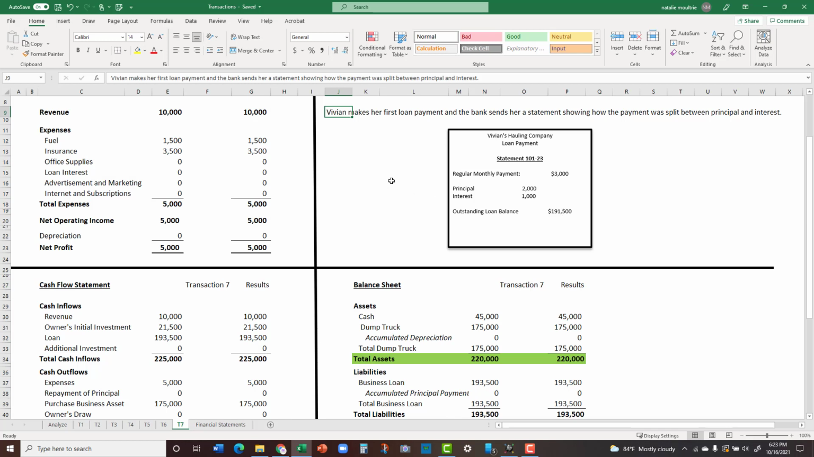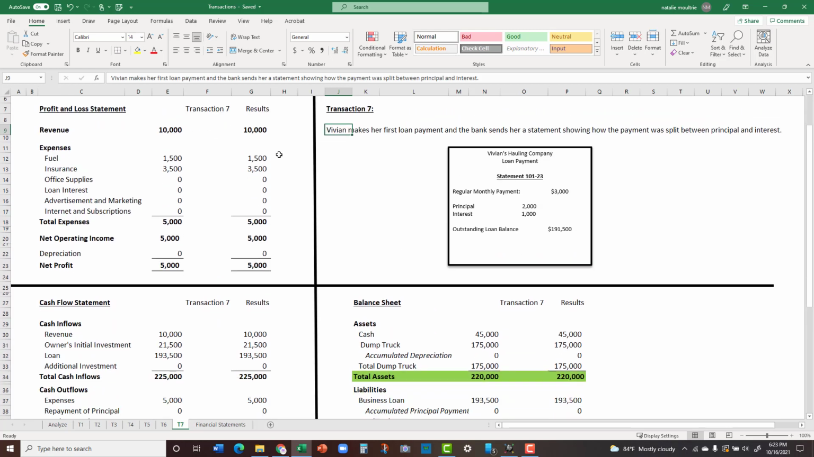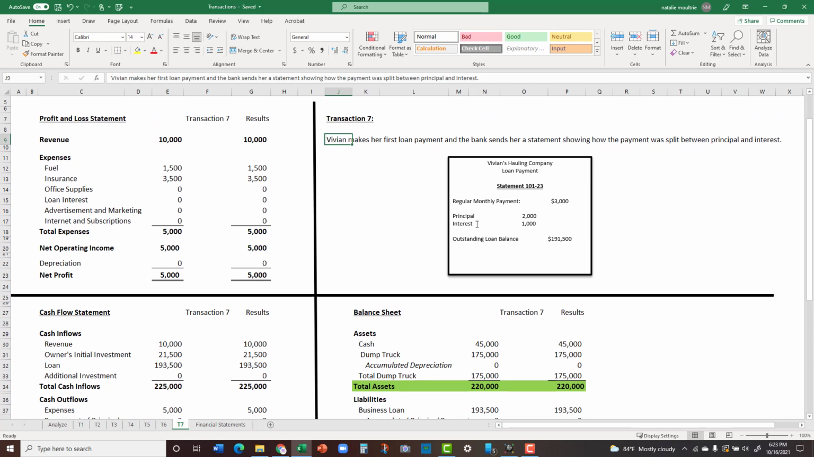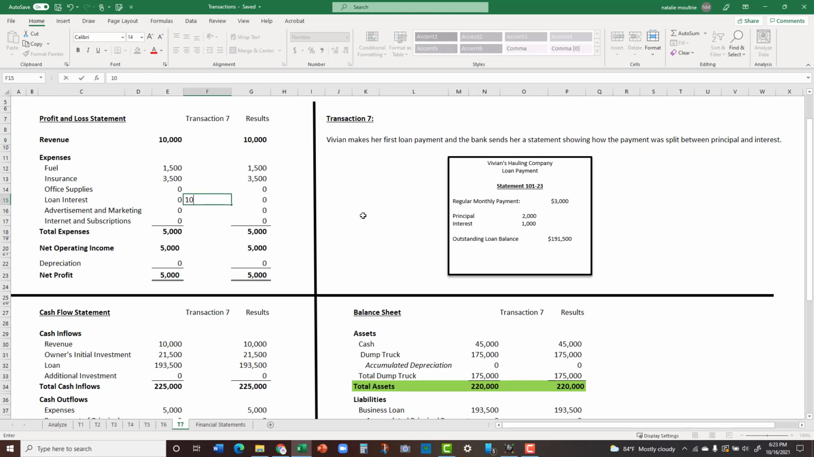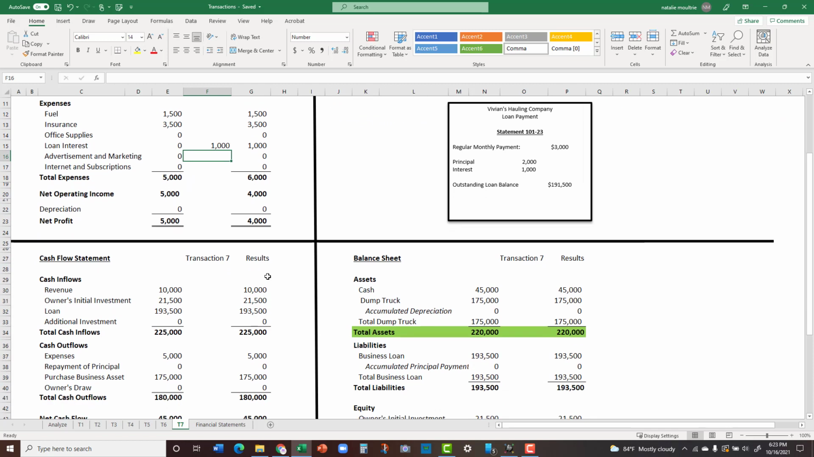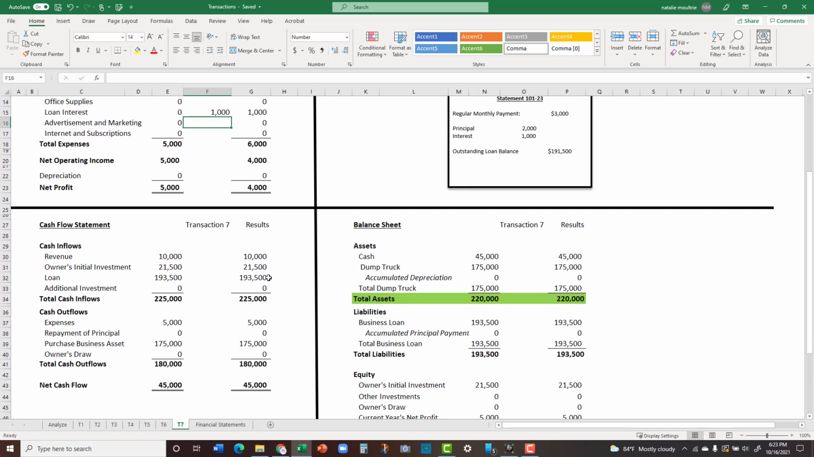All right, so how do we record this transaction? Now this one will have a lot of moving parts. So let's start with the profit and loss statement. All right, so we've already said that our interest is an expense to the business. So we're going to record the interest on our profit and loss statement. So that increases the total expenses that we have in the business, which will decrease our net profit down to $4,000. All right, let's see what type of impact that this is going to have on our cash flow statement.